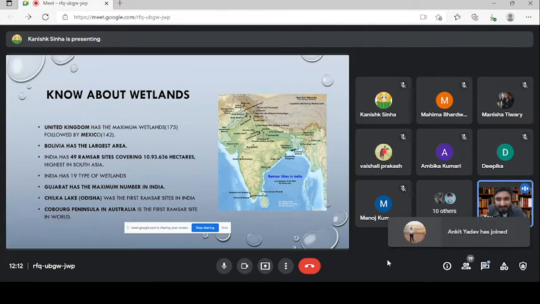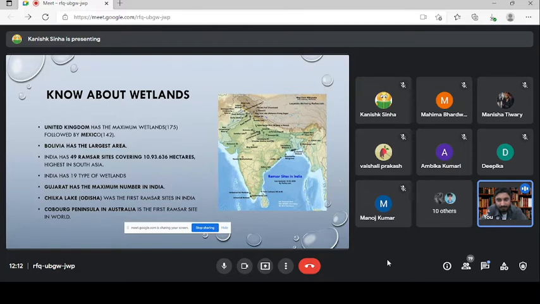Now, the first Ramsar site of India was Chilka Lake, that is in Odisha, and for the world you have the Cabot Peninsula, which is in Australia, guys. So every point that is mentioned in the slide is very important. You have to know which country has the maximum number of wetlands, which wetland is the largest in area.